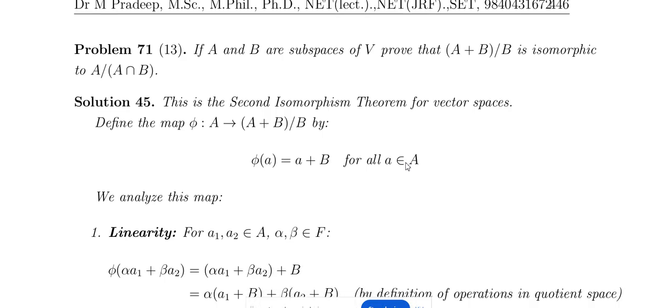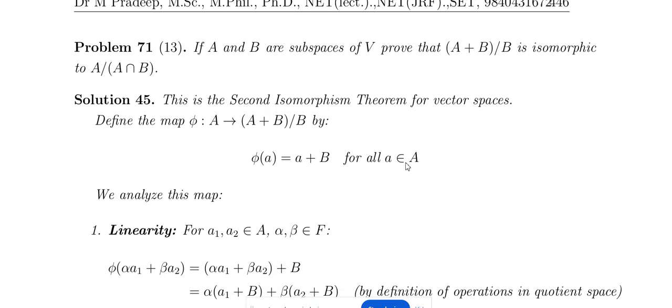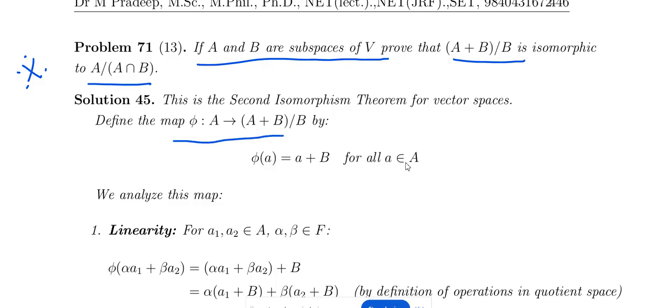Another, this is also a very important one. A and B are subspaces of V; then A plus B by B is isomorphic to A by A intersection B. To check whether the isomorphism exists, define the mapping pi from A to A plus B by B, defined as follows: when you choose any element a in this subspace, pi of a equals a plus B.